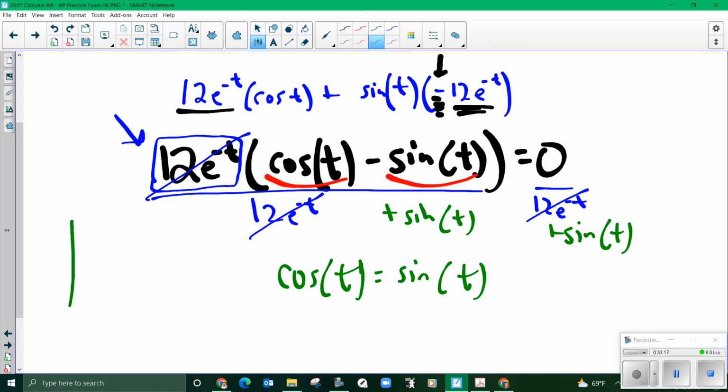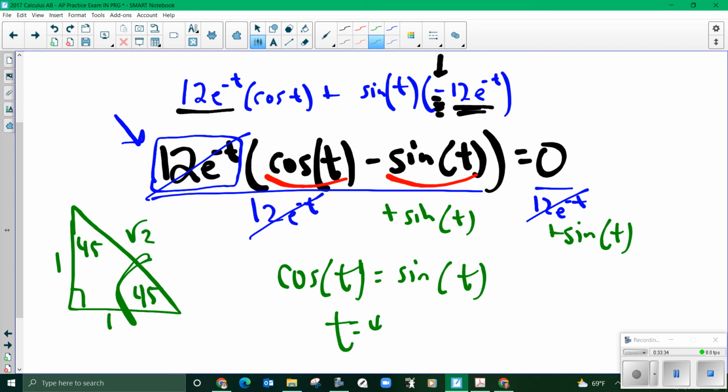And that happens at one place and one place only, 45 degrees. How do I know that? Because I know my special right triangles. Okay, 45, 45. 1, 1, radical 2. The sine of 45 is the same thing as the cosine of 45, okay? So my t should be 45 degrees.